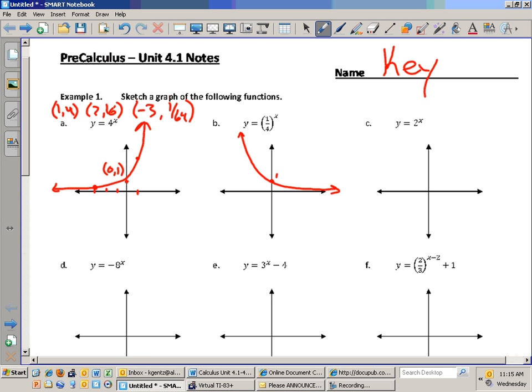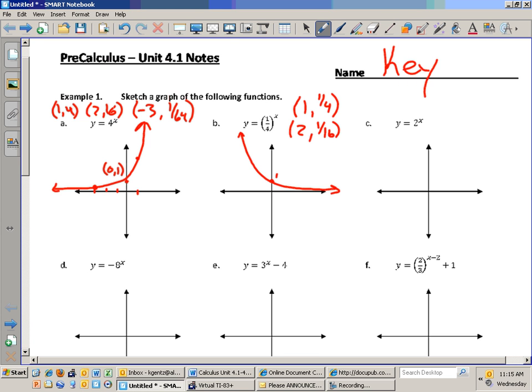Now, I'm just going to label 1 point, okay? I'm just going to plug in 1 point. What would you like to plug in for x? You guys pick something. 1. So if we plug in 1 for x, we would get 1/4 for y. If you plug in 2 for x, you get 1/16 for y.